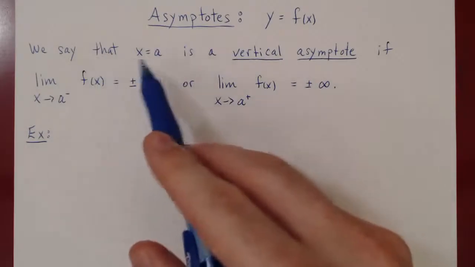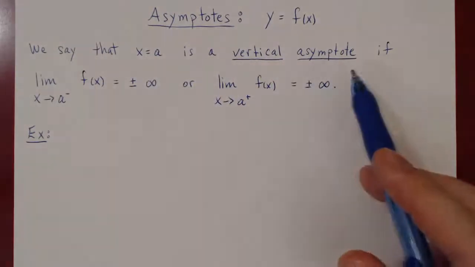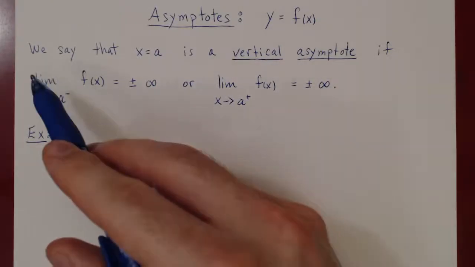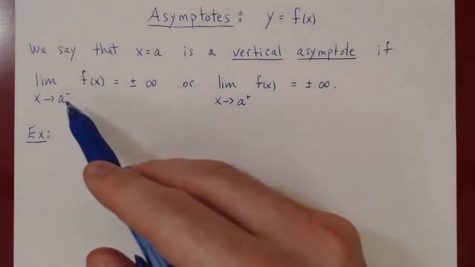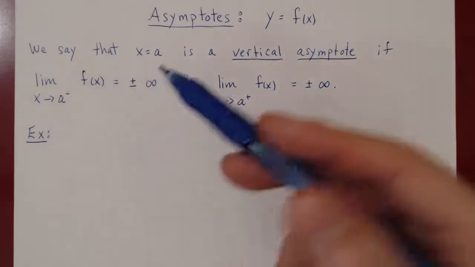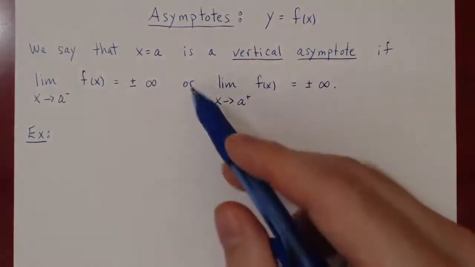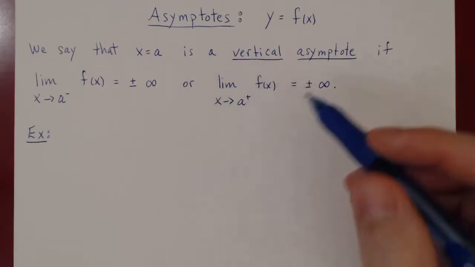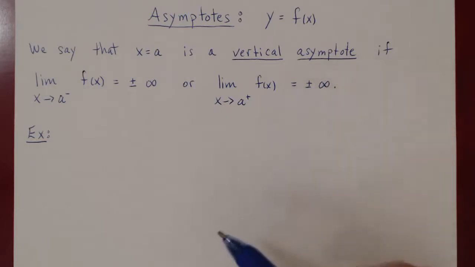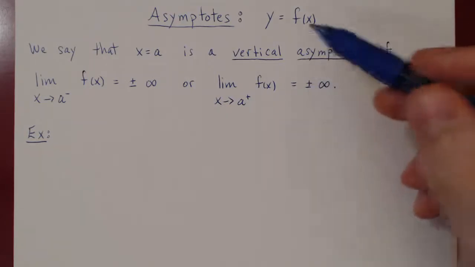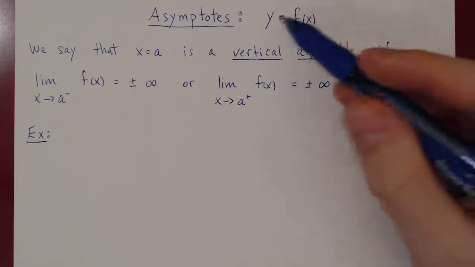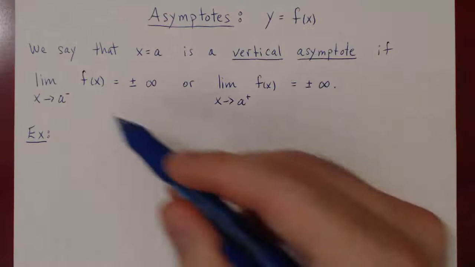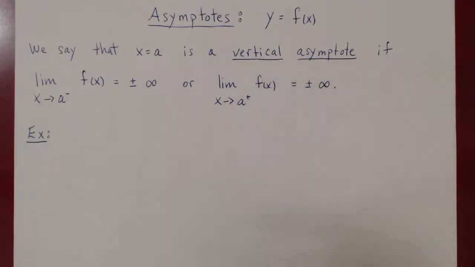We say that x equals a is a vertical asymptote of y equals f of x if either the limit of f of x as x approaches a from the left is positive or negative infinity, or the limit of f of x as x approaches a from the right is also plus or minus infinity. So simply put, a vertical asymptote of a function is a value of x where the function blows up either from the left or the right of this point.